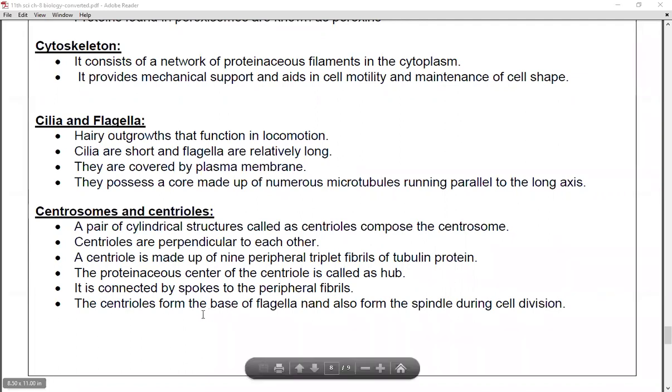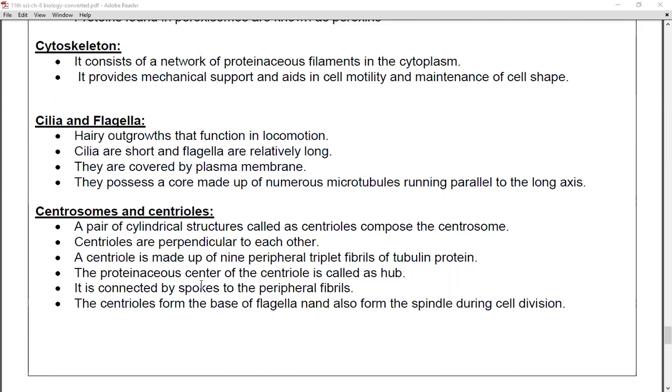And the centrioles form the base of the flagella and also form the spindle during cell division, right? So here the centrioles form the base of flagella. That means from this region, that is from the centrioles only, the flagella are going to arise. So that particular region acts as a base for the flagella, and also these are responsible for producing the spindles during cell division, right? And the cell division part, that is the formation of the spindles and everything, in detail, you are going to study in chapter number 10.